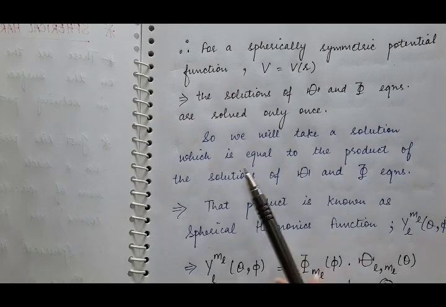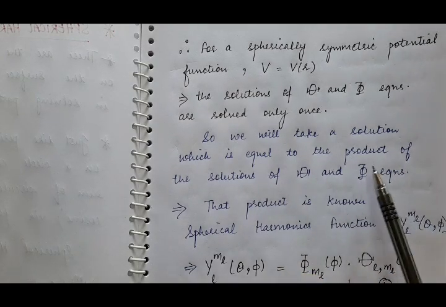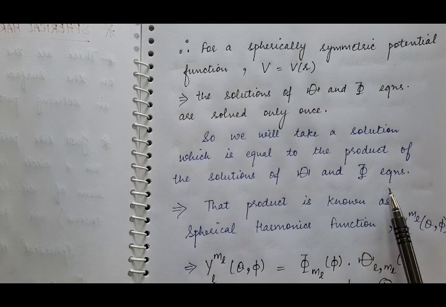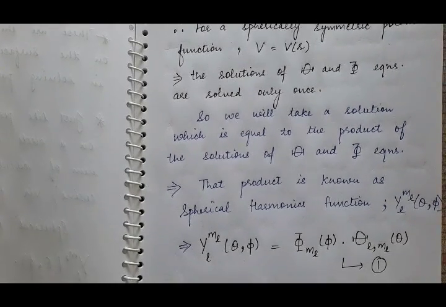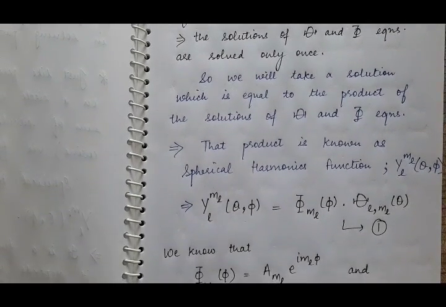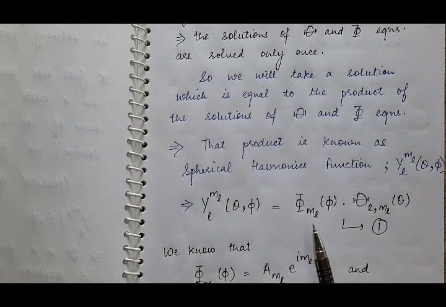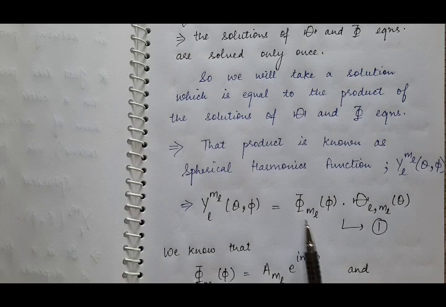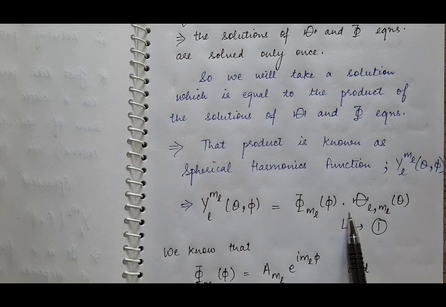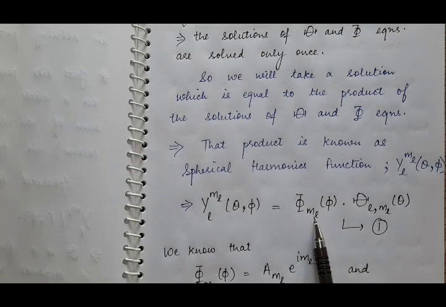So we will take a solution which is equal to the product of the solutions of the theta and phi equations, meaning we will collect the two solutions and represent them by a single function, that is the spherical harmonic function Y_lm(theta, phi). Actually, this Y_lm(theta, phi) is the product of the solution of the phi equation and the theta equation. We know that phi just depends upon the magnetic quantum number and theta depends upon the orbital as well as the magnetic quantum number.